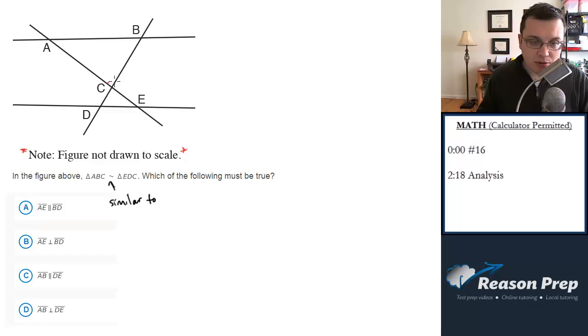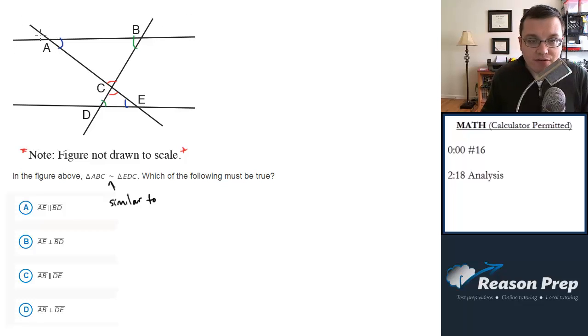So of course these two are equal because they're vertical angles. But in addition, this angle would equal that angle, they're corresponding, and this angle would equal, we'll use a different color here, green, this angle, right? Because they're corresponding angles. And that's what makes them similar triangles, that their angles are equal. So what does that tell us?